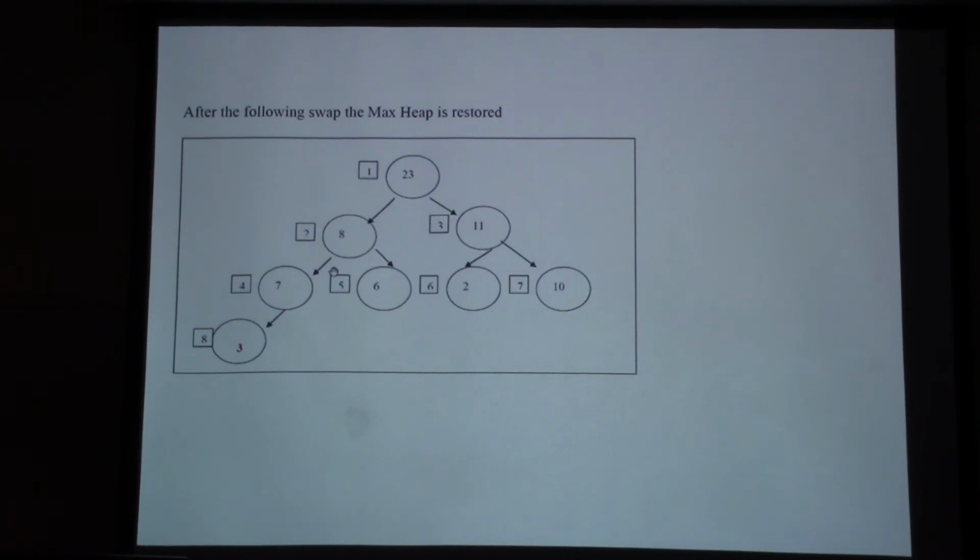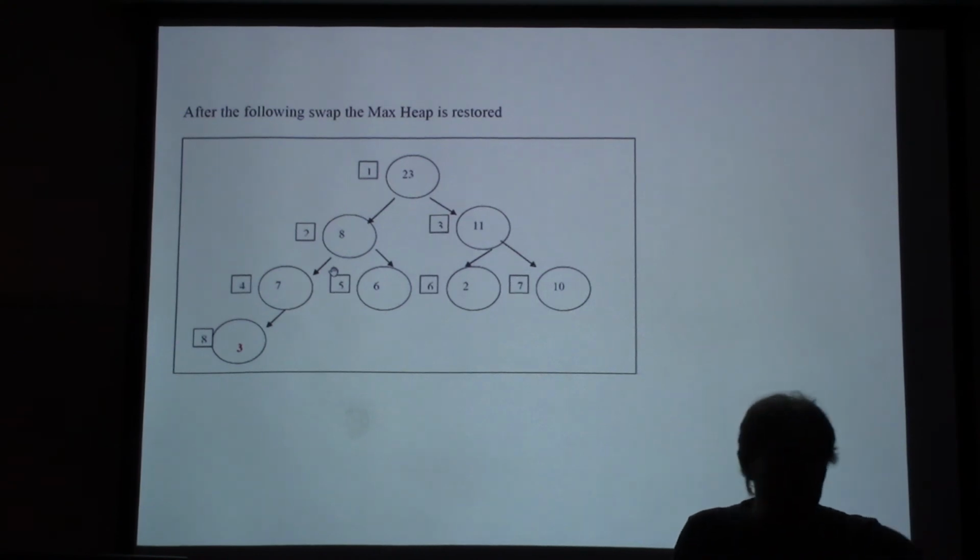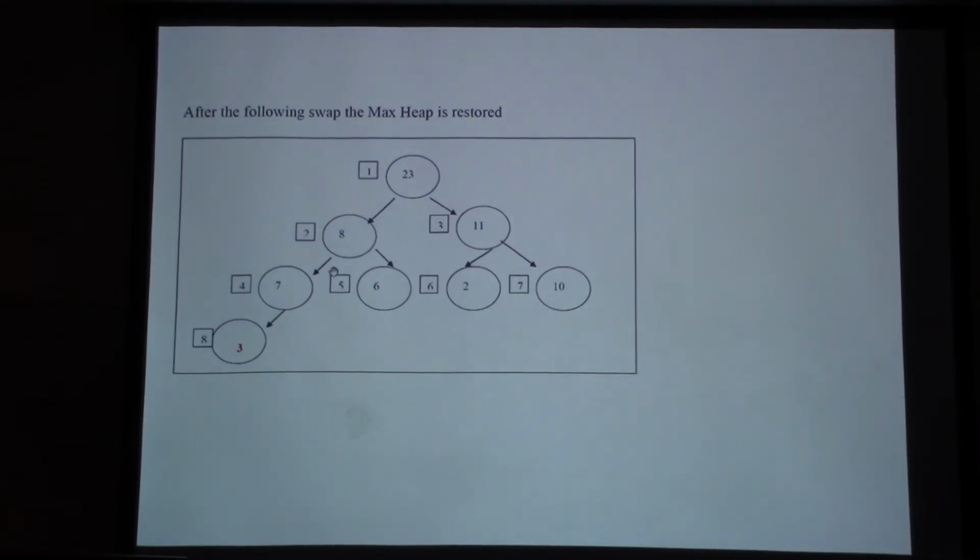Now what is the complexity of fixing the heap, assuming that we have an incorrect value at the root? The height of the tree. And which is? Because it's a complete tree, which is a balanced tree always, it is log base 2. Okay, good.